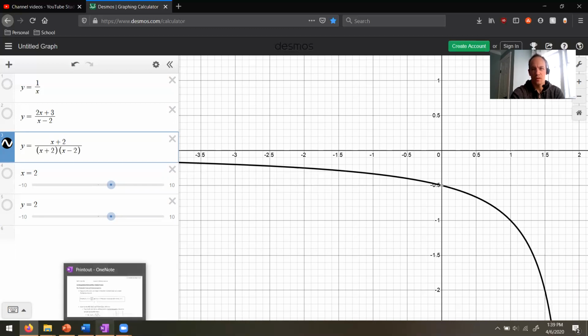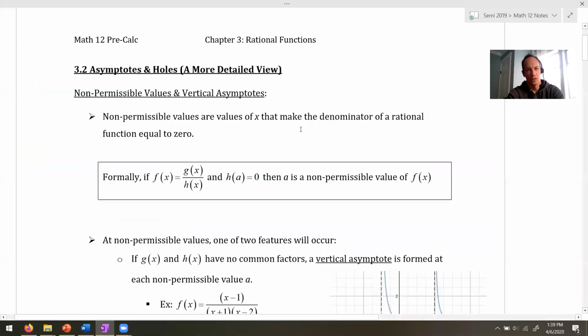Anyway, let's get rolling with the notes here.